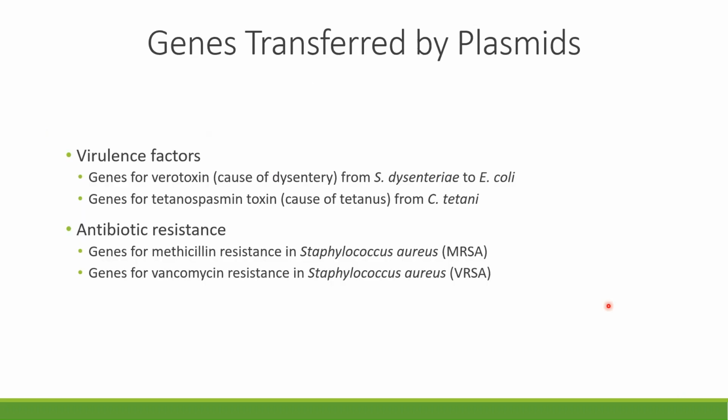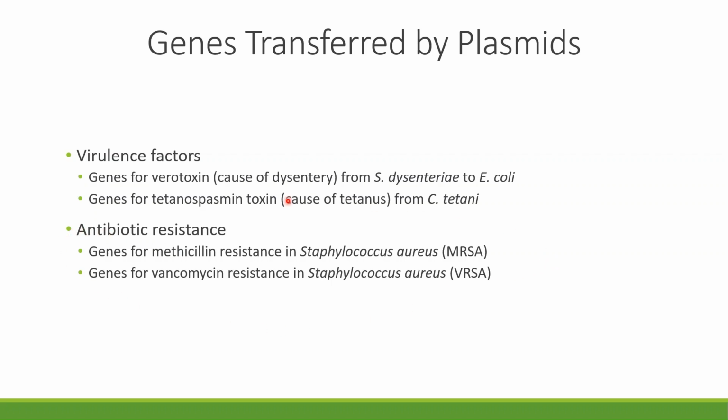Some common genes that it may send over are different virulence factor genes that allow the cells to be more infectious, or more virulent, we would say. So genes for verotoxin, which causes dysentery, can be sent from S. dysenteriae over to E. coli. Or the genes for tetanospasmin toxin, or tetanus, can be derived from certain C. tetani.